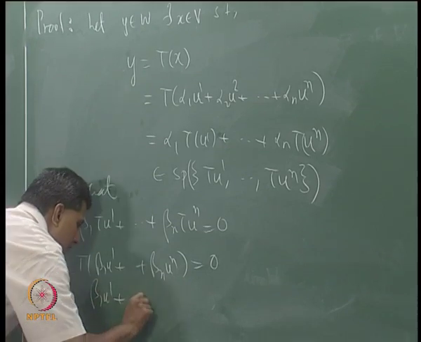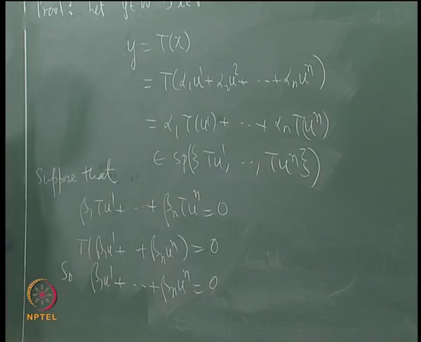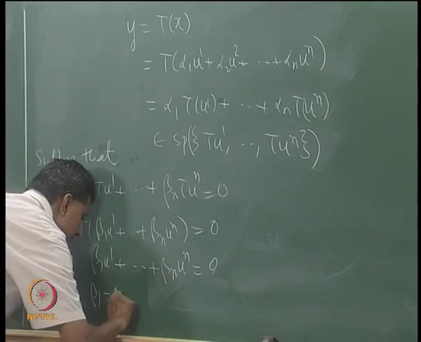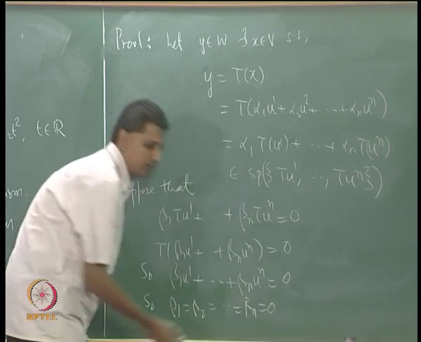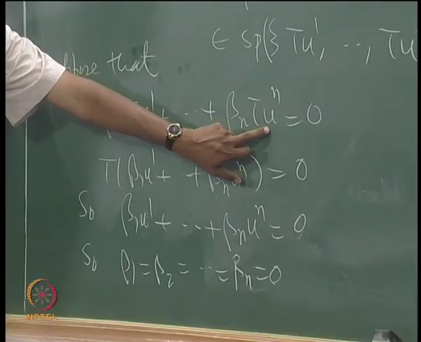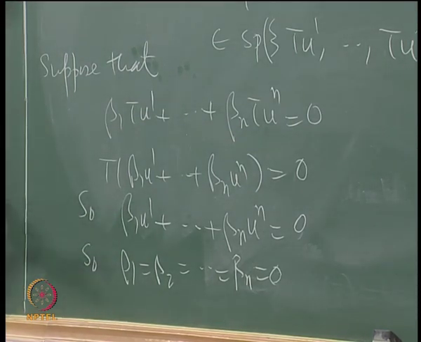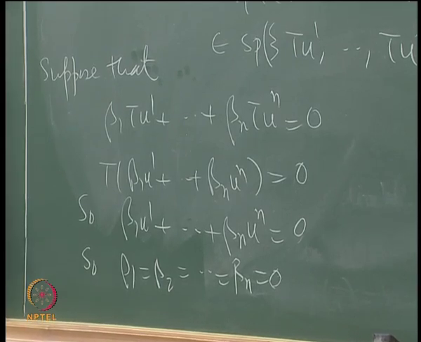Beta 1 u 1 etc. plus beta n u n is the 0 vector, but remember that u 1, u 2, etc., u n form a basis for V. So these vectors are linearly independent, so beta 1, beta 2, etc., must be 0. Each of the scalars is equal to 0. So remember I started with beta 1 T u 1 etc., beta n T u n. I have shown that each of the scalars is 0. So it follows that T u 1 etc., T u n is linearly independent. We have shown already it is a spanning set. So it is a basis.